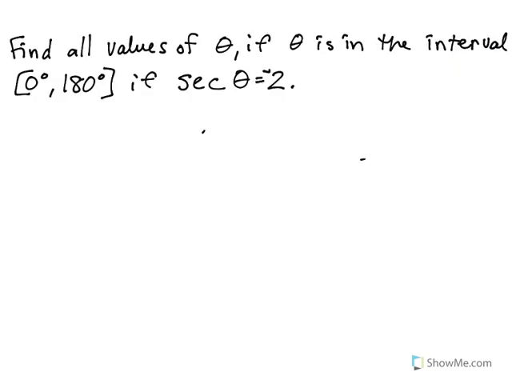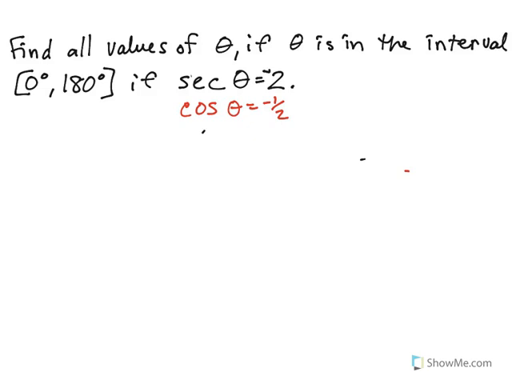Let's do one more. Find all values of theta if theta is in the interval 0 to 180 degrees, and if the secant of theta is -2. Now, I'll be honest with you, my brain doesn't always work so well when I'm talking secant, cosecant, cotangent. I know that it's the reciprocal of their friend, but in my head, their friends just play better. So my first thought is secant is friend to the cosine, and if I flip it, I get -1/2. That just makes my life easier.